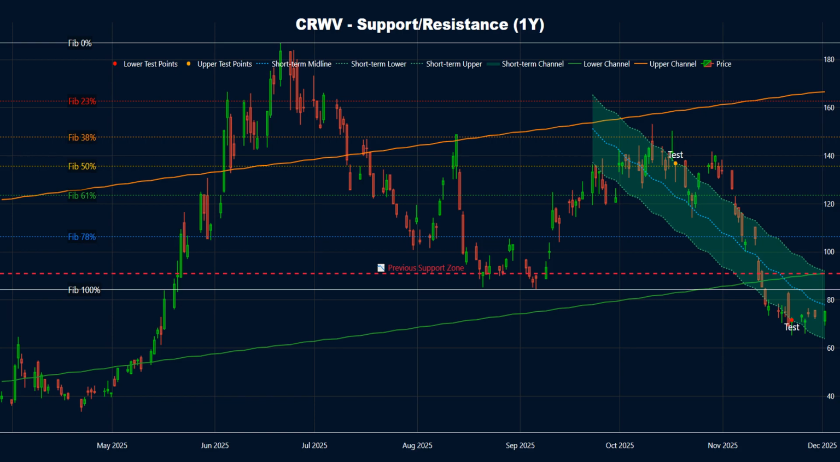Adding a Fibonacci roadmap on top of this structure, the price is trading below the 78%, approximately 106.36 Fibonacci retracement level, with the 61% retracement near 123.59 below. The upcoming Fibonacci extension targets are around 214.91, Fib 1.27, and then 250.41, Fib 1.62.